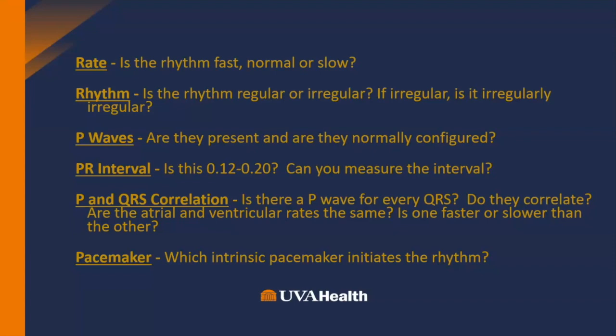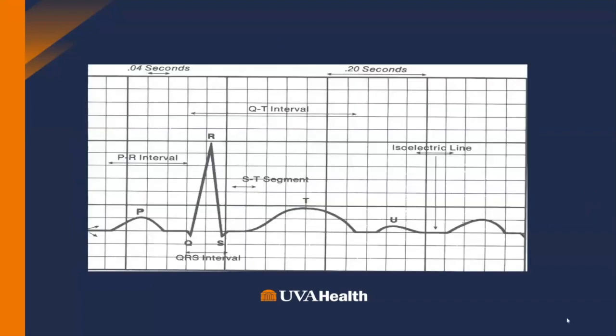How do you measure this interval? We're going to talk about that on an upcoming slide. And then this correlation, and then, as I mentioned earlier, the intrinsic pacemaker. What part of the heart is this coming from? So this slide has a lot of work to do, where we look at the P wave. The way I describe rhythm recognition and EKGs is that it's a time map of electricity travel.